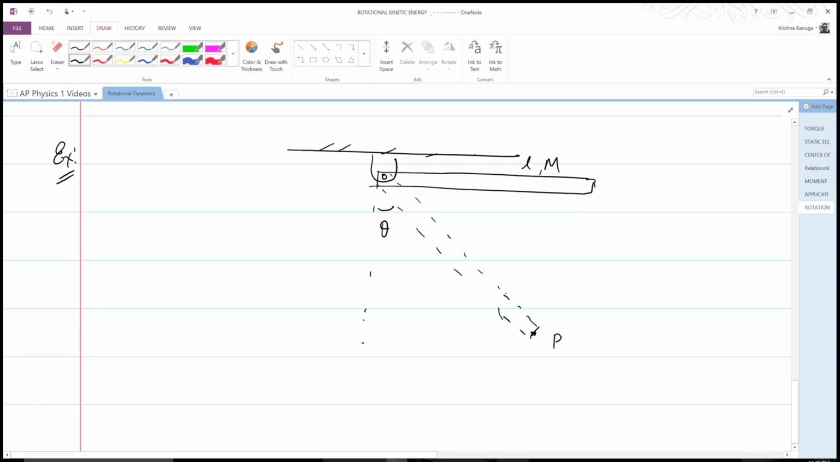Alright, so in this video, we're going to figure out, you're given a rod that is pivoted at this point, and we let go of this rod, so it's at rest at this point, and we drop it. And the question is, when the rod makes an angle theta with the vertical, with what speed is this point moving? Okay, the point on one end of the rod.